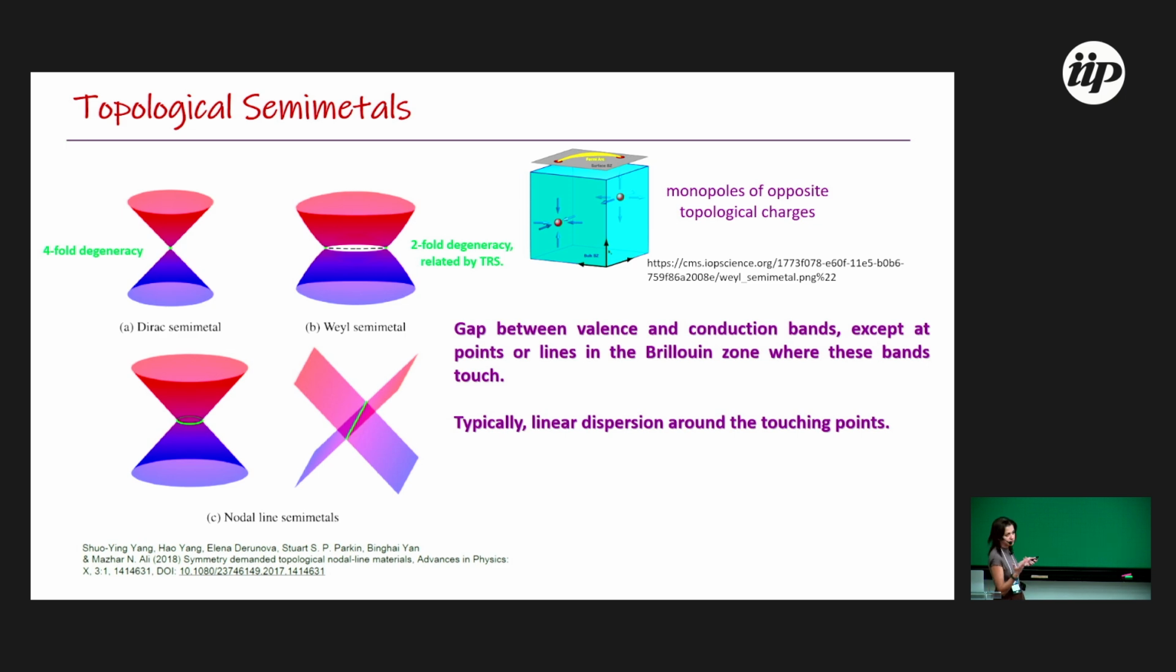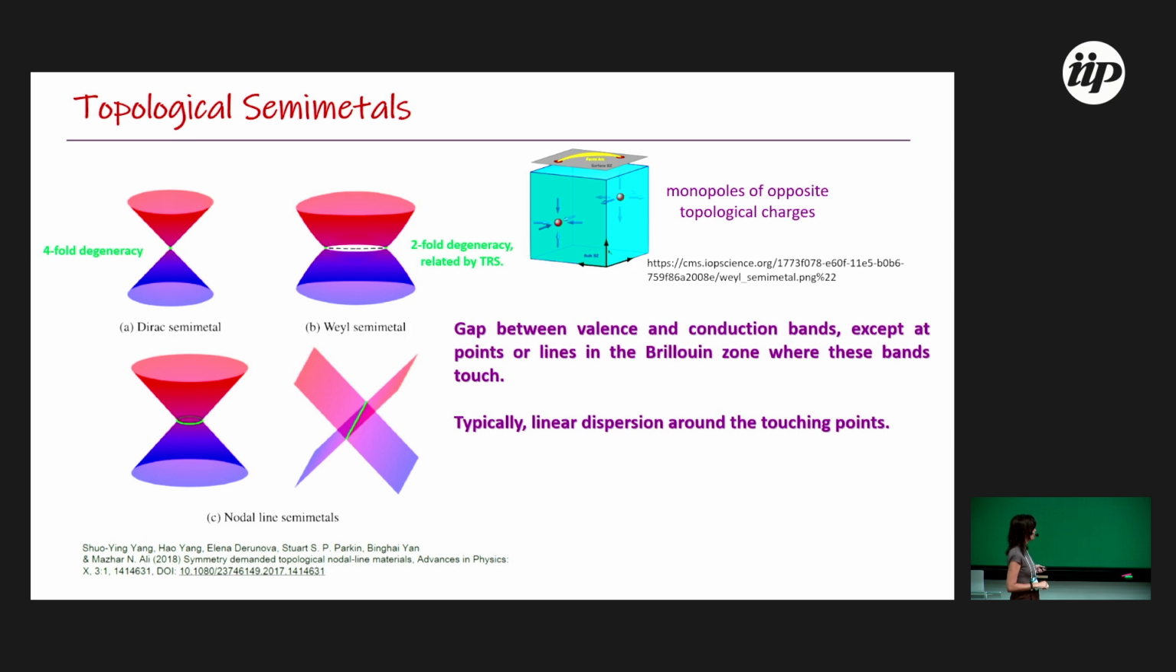And then you have the well-known Dirac semimetal. So graphene is a Dirac semimetal. We have the 3-dimensional Weyl semimetals, where you have these 2 time-reversed related band touching points, and they have monopoles, which are topological charges that are attached to these points and make them topological semimetals.